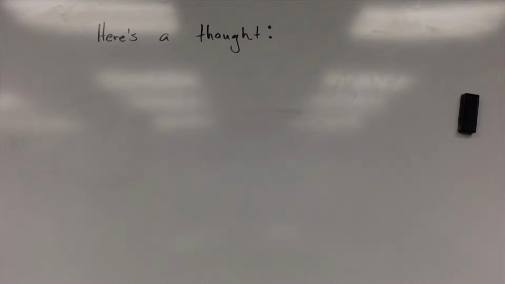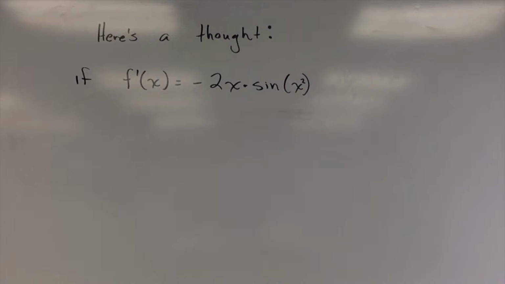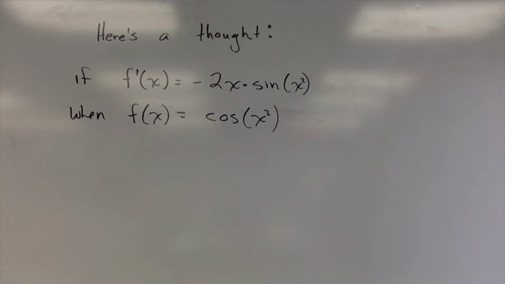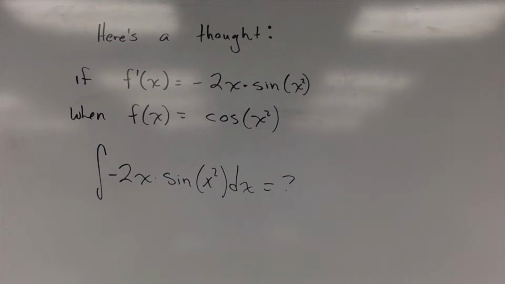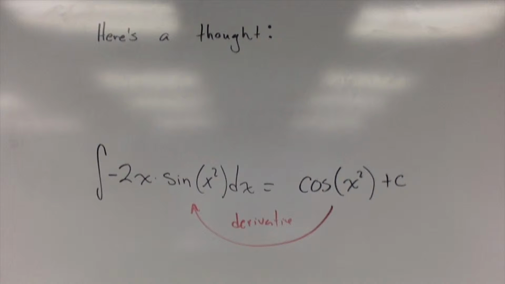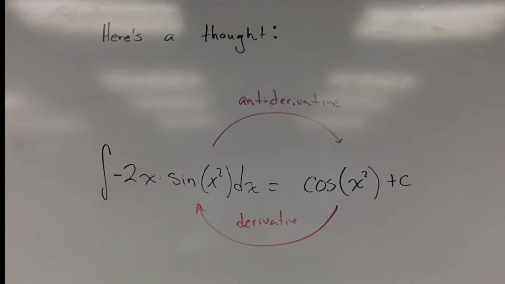Here's a thought. If f prime of x equals negative 2x sine x squared, when f of x equals cosine of x squared, then the integral of negative 2x sine of x squared dx equals what? Cosine of x squared. And don't forget your constant of integration. Recall that if we take the derivative of our answer, we should get whatever is in the integral. And if we take the antiderivative of the integral, we should get our answer.